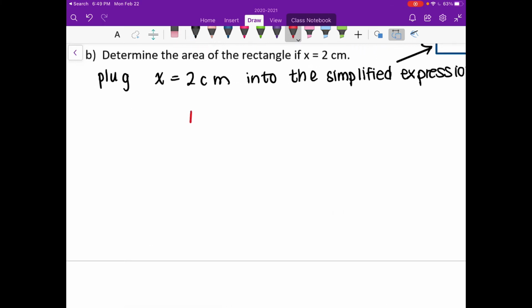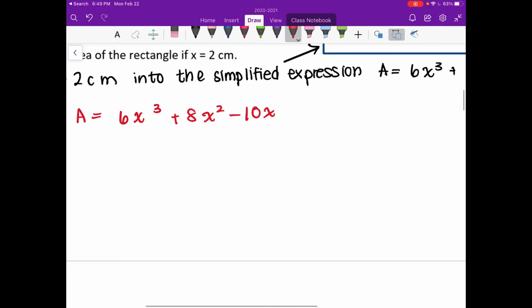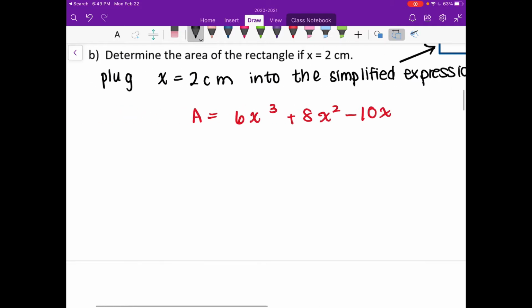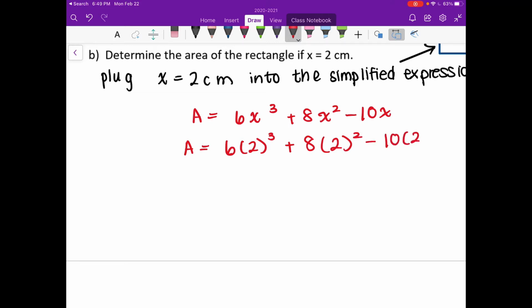Okay, so area is equal to 6x cubed plus 8x squared minus 10x. So I forgot to add the x here. Minus 10x, right? So then area is equal to 6. We're going to plug in 2, always put it in brackets. 8, plug in the 2, always in brackets, minus 10, 2.